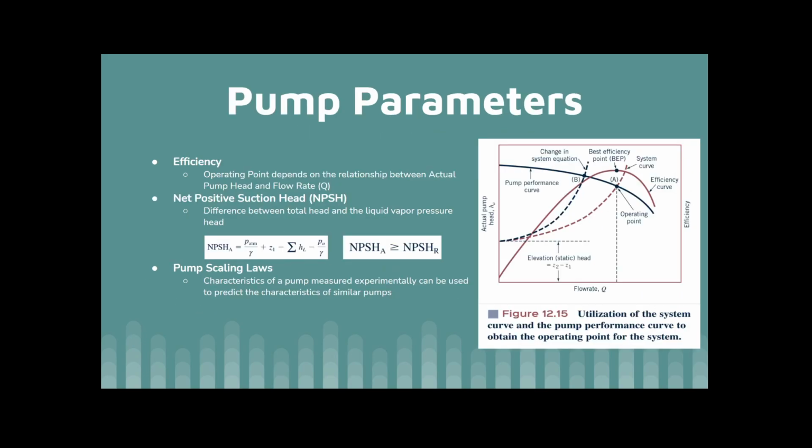Here we talk about pump parameters. Under efficiency, we have the operating point. This is determined by charting the system curve and the pump performance curve to find the intersection. You can see that here in the diagram to the right.